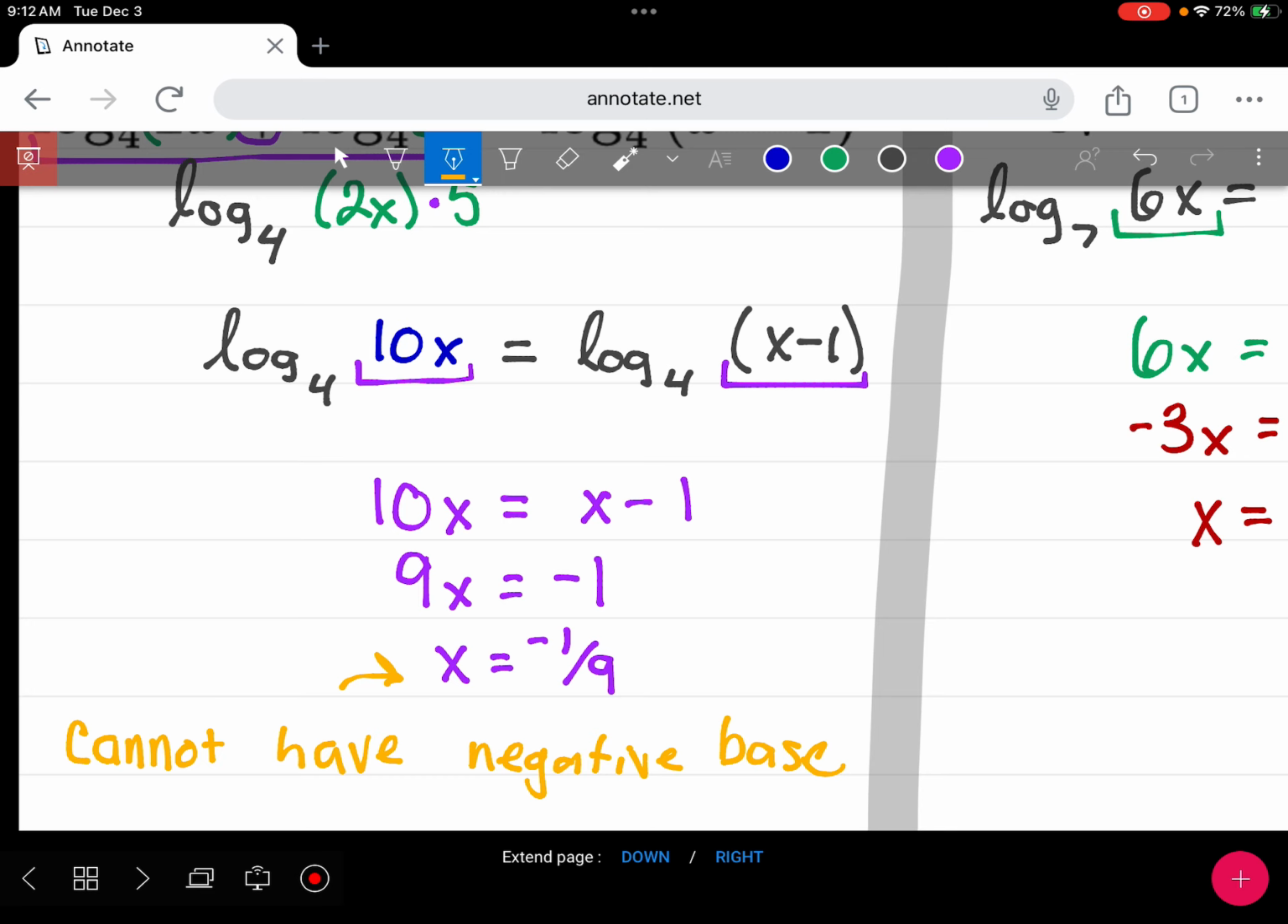I don't know, probably what it was is I was writing them late at night and wasn't paying attention to that. So we cannot have a negative base, so we have no solution here. Except that's not the base, that's the argument, because my brain is not wanting to work. Negative argument. I mean, we can't have a negative base either, but we can't have a negative argument.